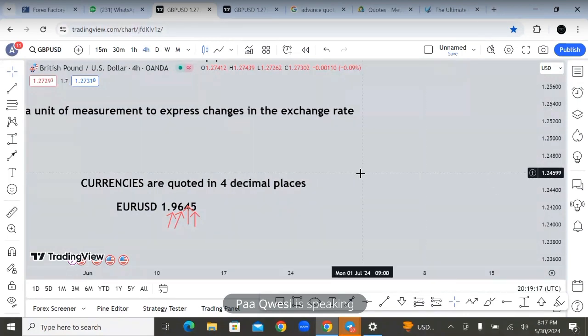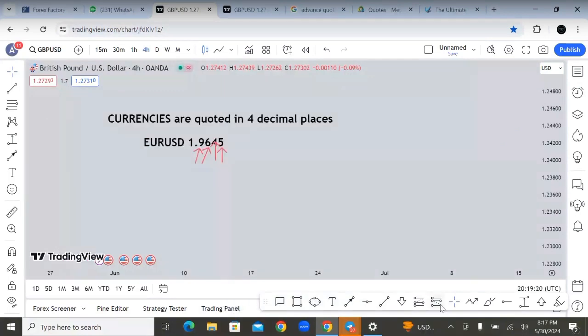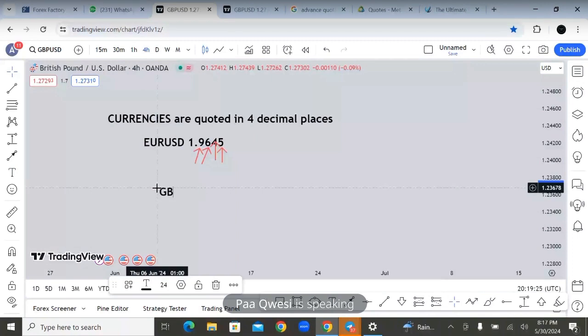So let's say with this currency pair that I've opened, GBP USD, let's say it is 1.24600. You see with this one, they have quoted it in 5 decimal places. Usually the fifth one is called fractional pips. In forex trading, we don't use the fifth one. We usually use the fourth decimal place. So take note of this.